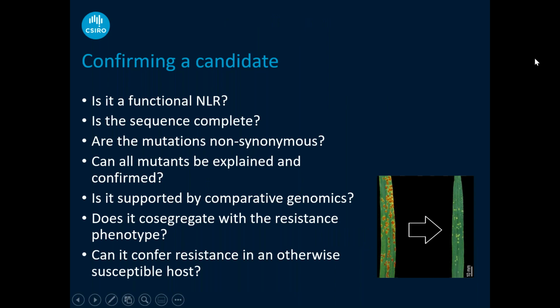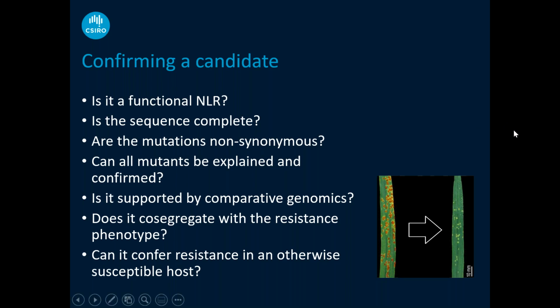So overall, once you have a candidate from RenSeq, there are a few things you need to confirm. So is it a functional NLR? Does it contain the full domain complement? Is it a complete sequence? So you might have to perform genome walking or look for the complete sequence in a reference, or perform RNA-seq or RACE.